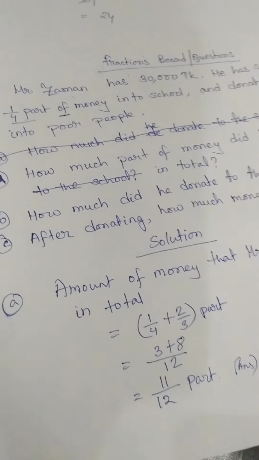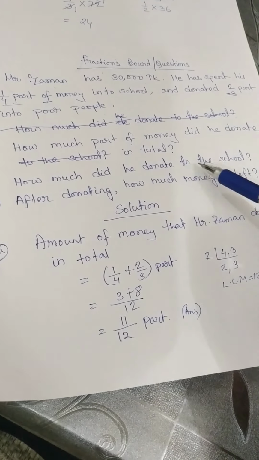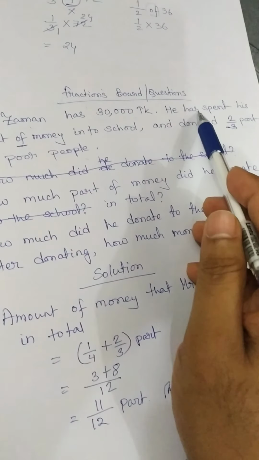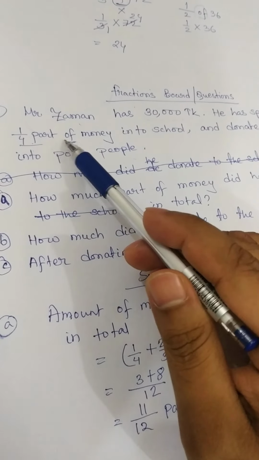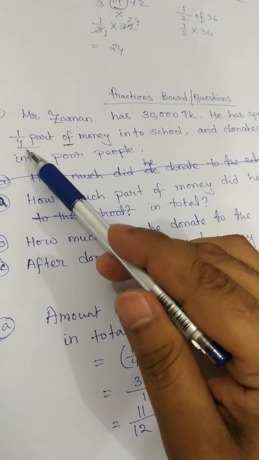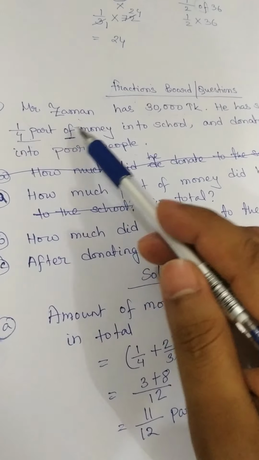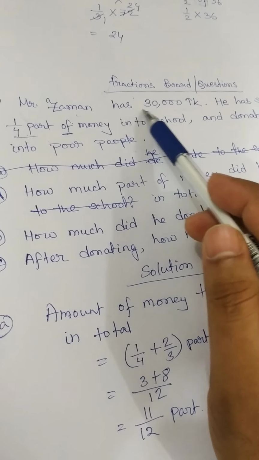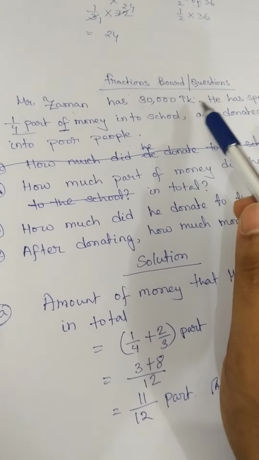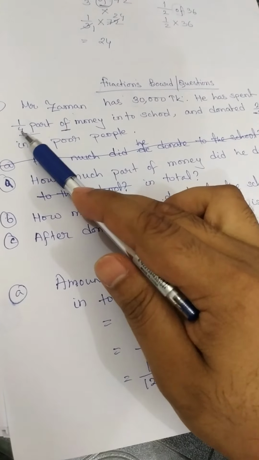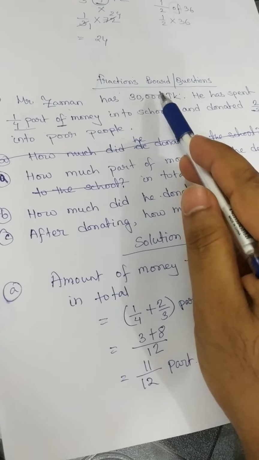Next we move on to our second question, which was how much did he donate to the school? He has spent 1/4 part of money on school. So when we see 1/4 part of, that means which money? 1/4 part of which money? 30,000 taka. So the amount of money that he donated to the school should be 1/4 into which money? This money, 30,000. That's it. Very easy.